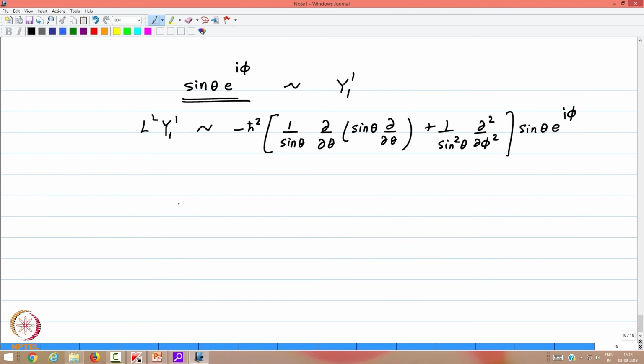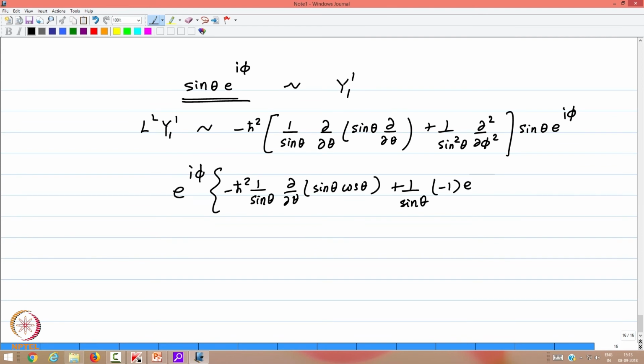So, the first term does not contain the e raised to I phi, therefore, that is unaffected, and the rest of it will give you minus h bar square 1 by sin theta dou by dou theta. Sin theta of this will give you cos theta. So, we have dou by dou theta of sin theta cos theta, and for the other term, the sin theta will cancel out. So, you will have 1 by sin theta, and the dou square by dou phi square on e to the I phi will give you minus 1 e. Right? And this is what you will get, and there is a minus h bar square also here, as we decided to take it outside. We haven't done it, therefore, it is inside.